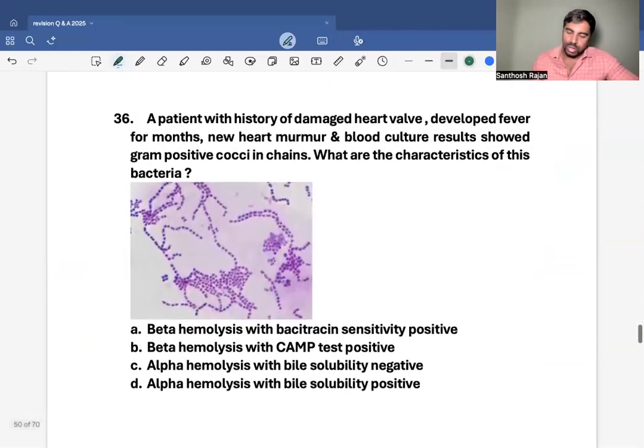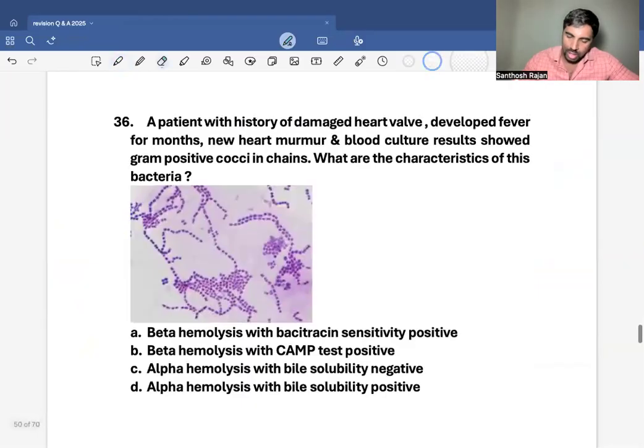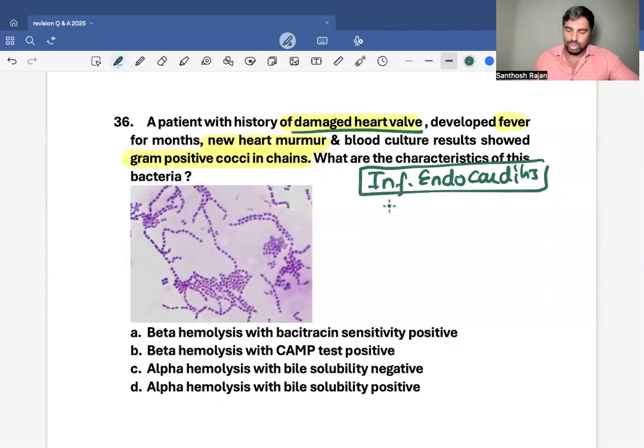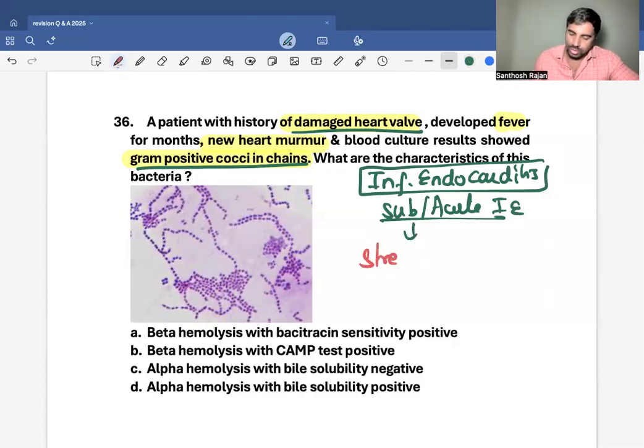Look at this question. A patient with a damaged heart valve developed fever for months with a new heart murmur. Blood culture showed gram-positive cocci in chains. Simple. Damaged heart valve, fever, new heart murmur means we are talking about infective endocarditis, usually subacute. It is gram-positive cocci in chains, so definitely it is one of the streptococci, not Staph.